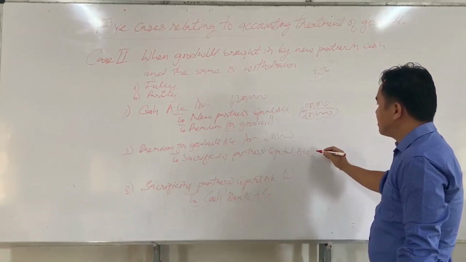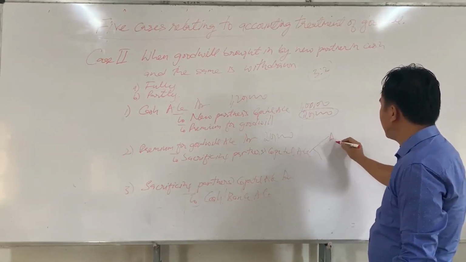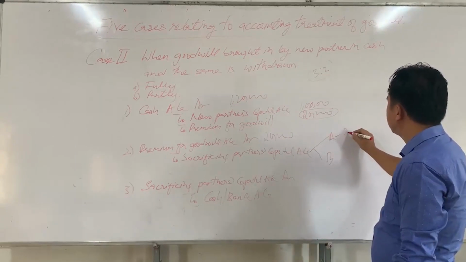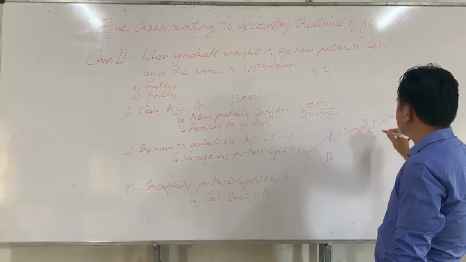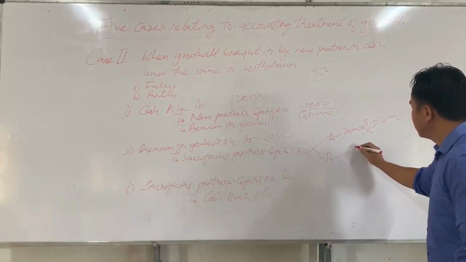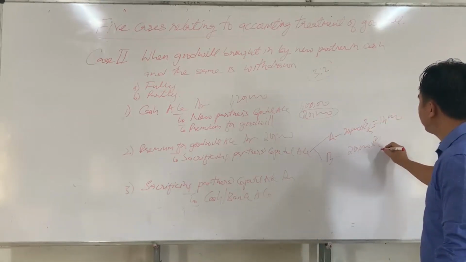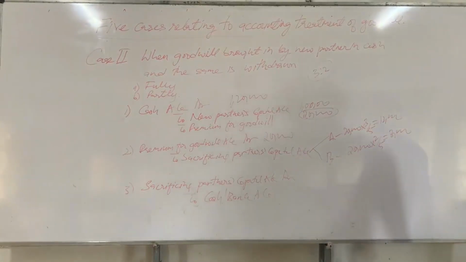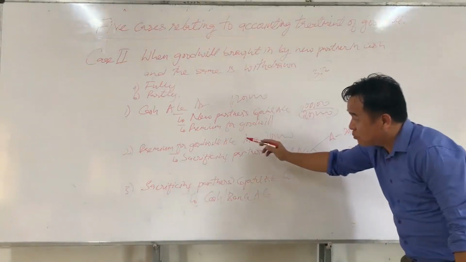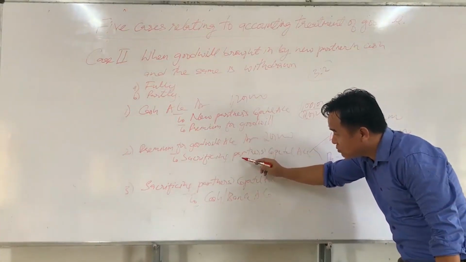If 20,000 is transferred to sacrificing partners A and B, how much will A get? 20,000 multiplied by 3/5, how much will A get? 12,000. And how much will B get? 2/5 of 20,000. We will get 8,000. Now what happened is, the premium brought in by the new partner is transferred to whom?